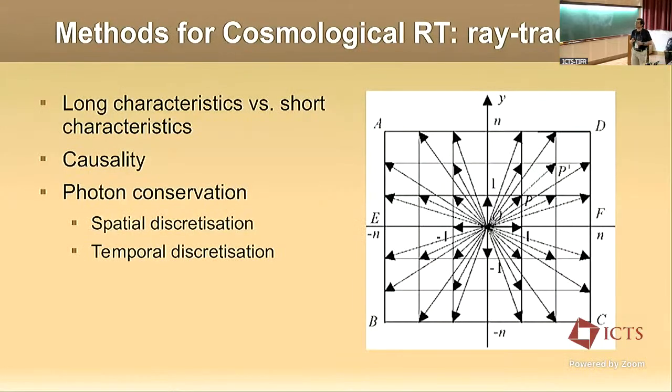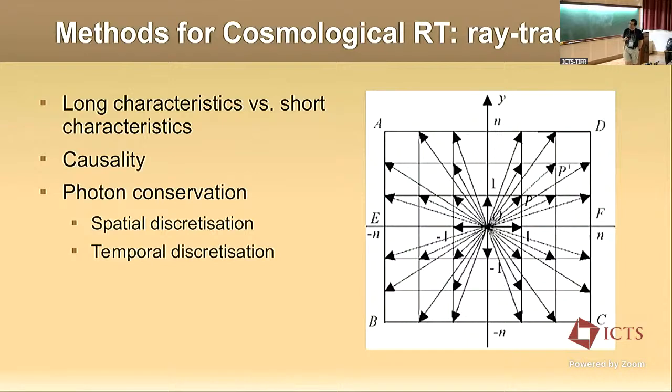Okay, so methods for cosmological radiative transfer. First of all, the first general class of methods is ray tracing. Ray tracing basically says, okay, light propagates as rays. So I start from a source and then I propagate rays outward from that source. Along the way, I take into account how much of the light gets absorbed, how much additional light gets emitted if there is another source, and I figure out what the effect of this source is at this point.